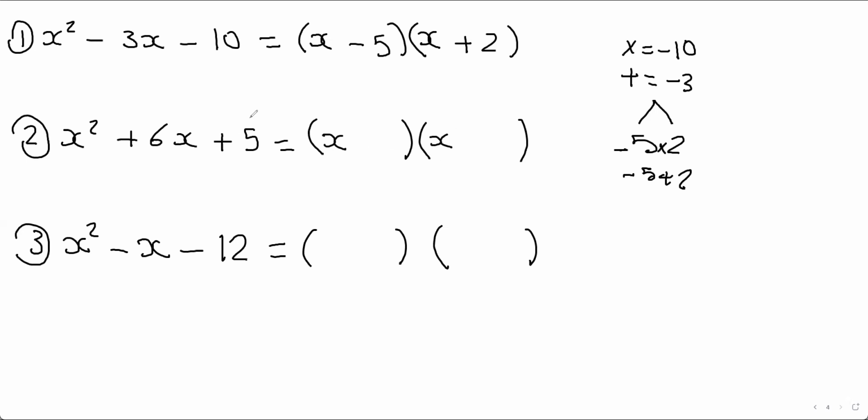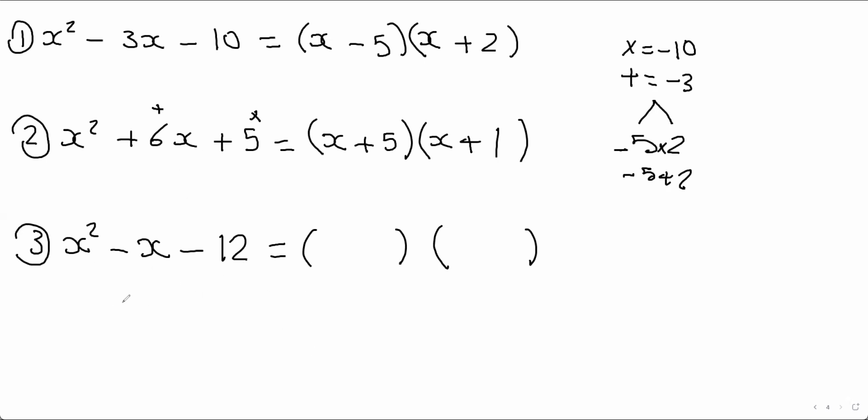2 numbers multiply to give me 5 and add to give me 6. So I don't have to do this all the time. Now I know it multiplies to give me 5 and adds to give me 6. I have only one option that multiplies to give me 5. It's 5 and 1. I don't have any other option. So therefore, it's going to be +5 and +1, because when you multiply them, you get +5, and when you add them, you get 6.